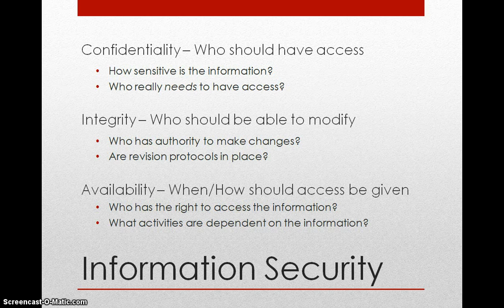So that's one of the first things that you should address: how and when access will be given. So who has the right to access that information? And that would likely have been established earlier when addressing the confidentiality and the integrity of the data. Then also, what activities are dependent on the information, and that's also important in all three of these areas. What job functions are dependent on having this information, and when are those activities taking place?